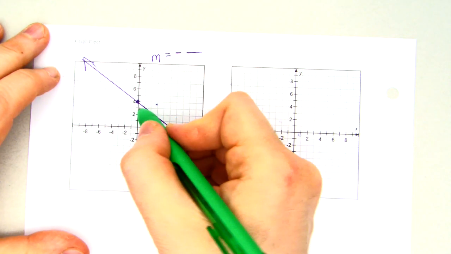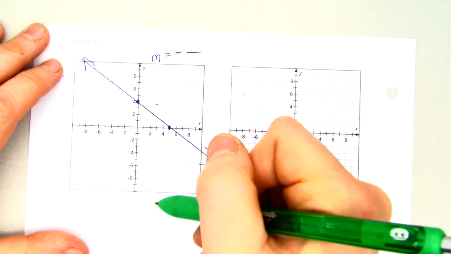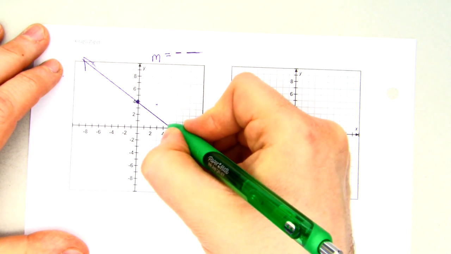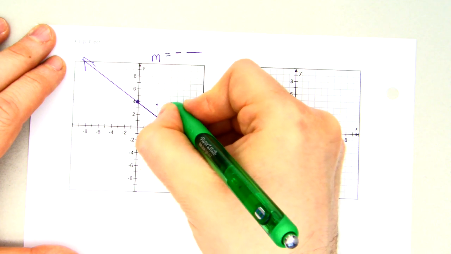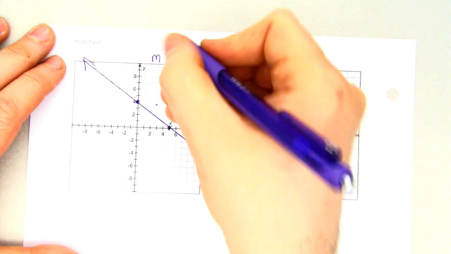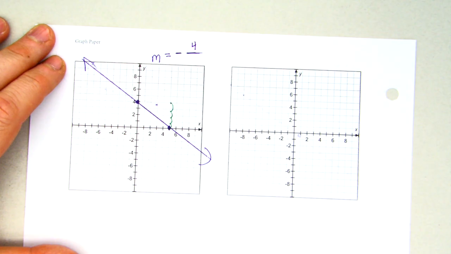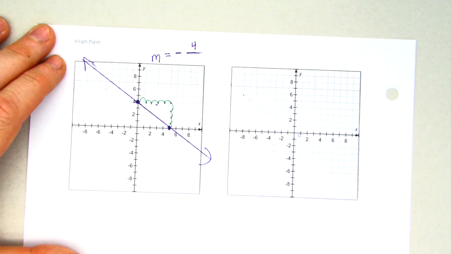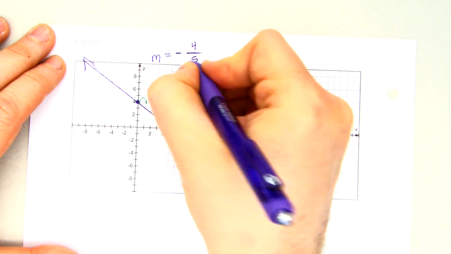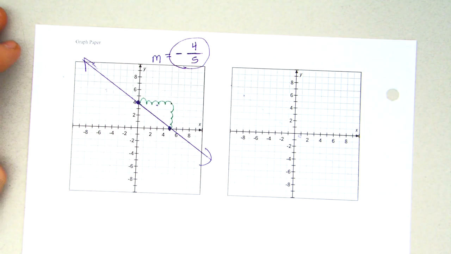Now, same idea as before, my rise over the run. My rise, I'm going to go up 1, 2, 3, 4. My rise was 4. My run is 1, 2, 3, 4, 5. My run is 5. My slope is negative 4 over 5.